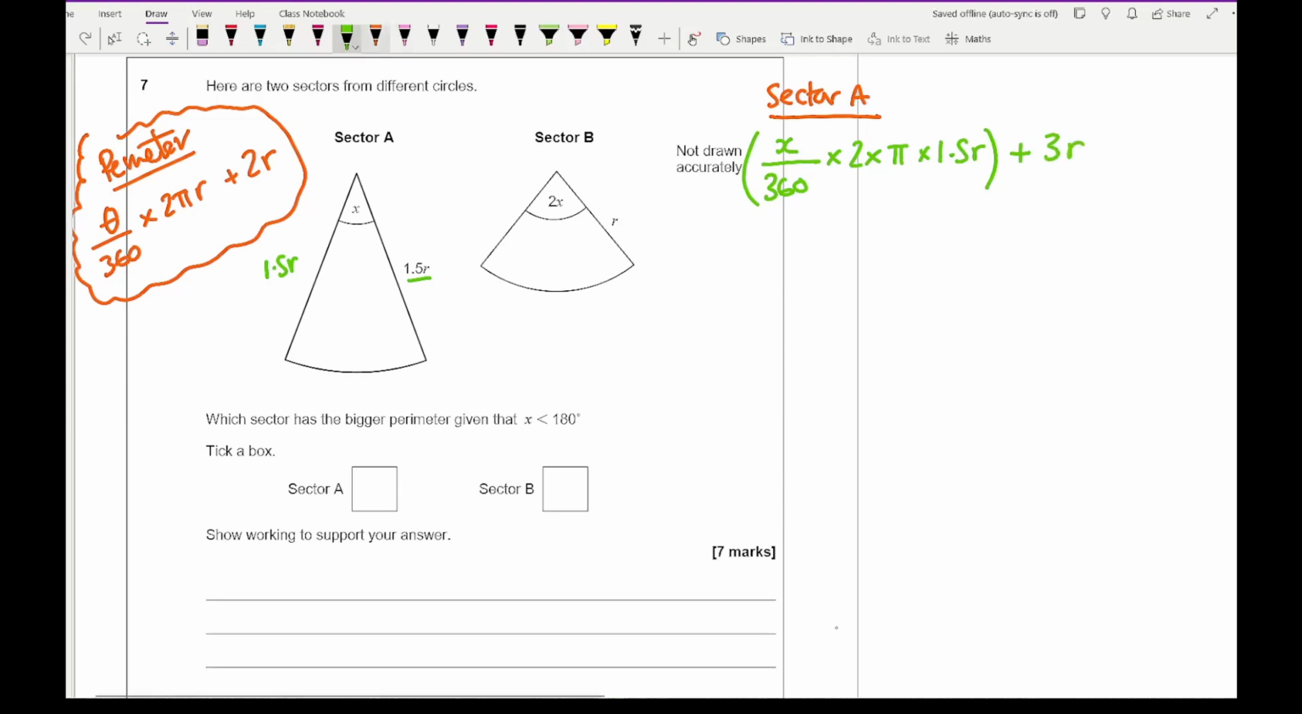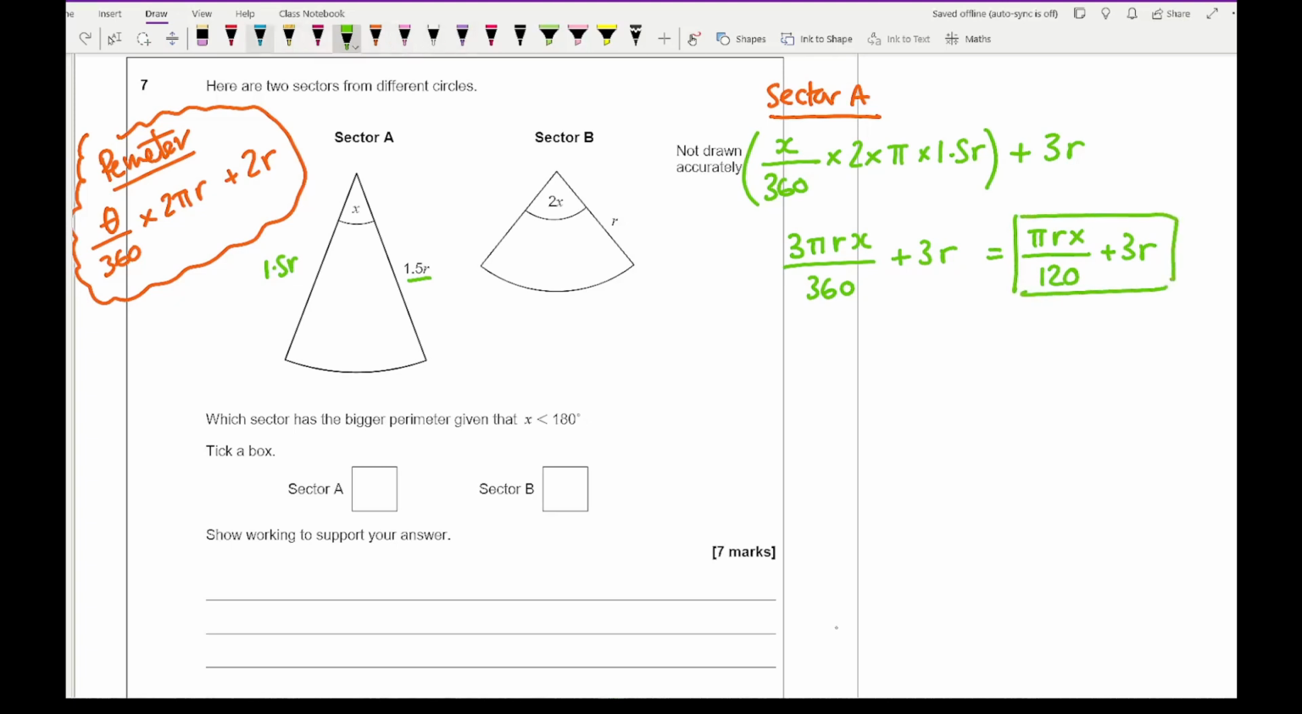So then just neatening all of this up, I end up with, well, 2 times 1.5 is 3. So that's going to be 3 pi rx divided by 360, and that's going to be plus 3r. Now again, I could neaten that up, but I'm just going to leave it for the time being. Well, let's simplify it now. So we've got pi rx over 120 plus 3r. I'm just going to put a little box around that.